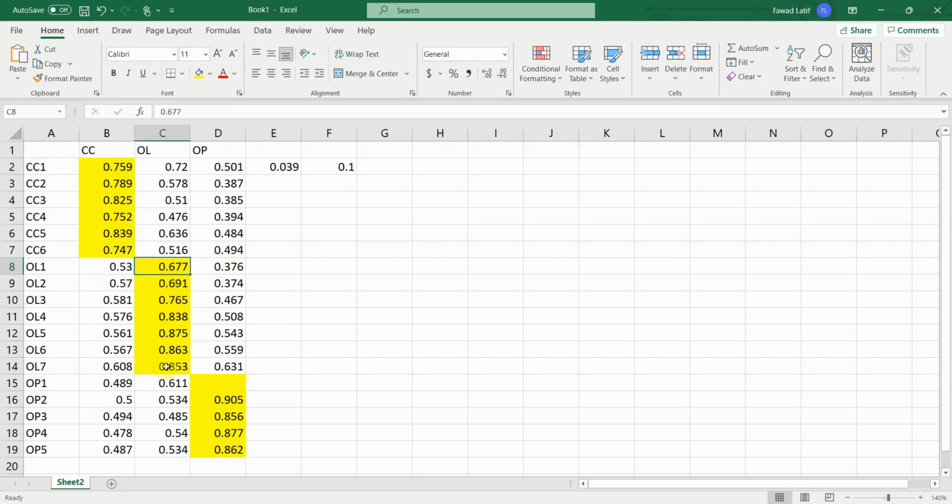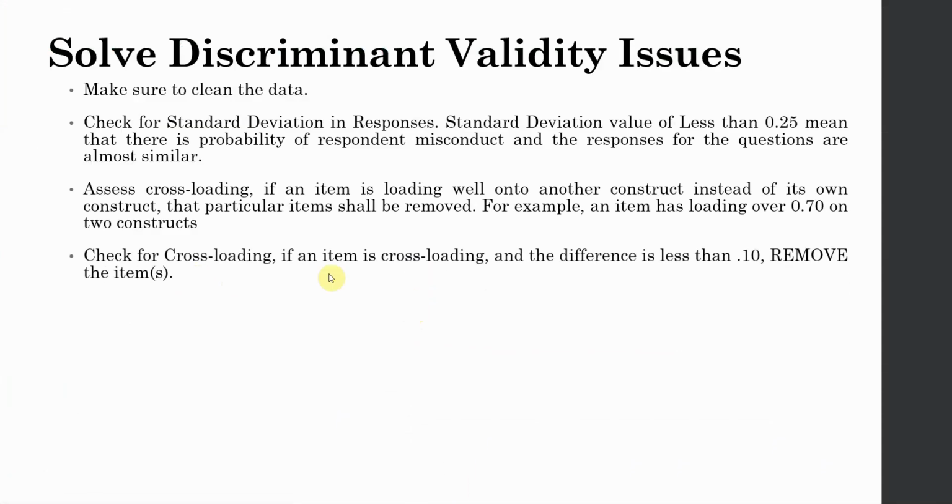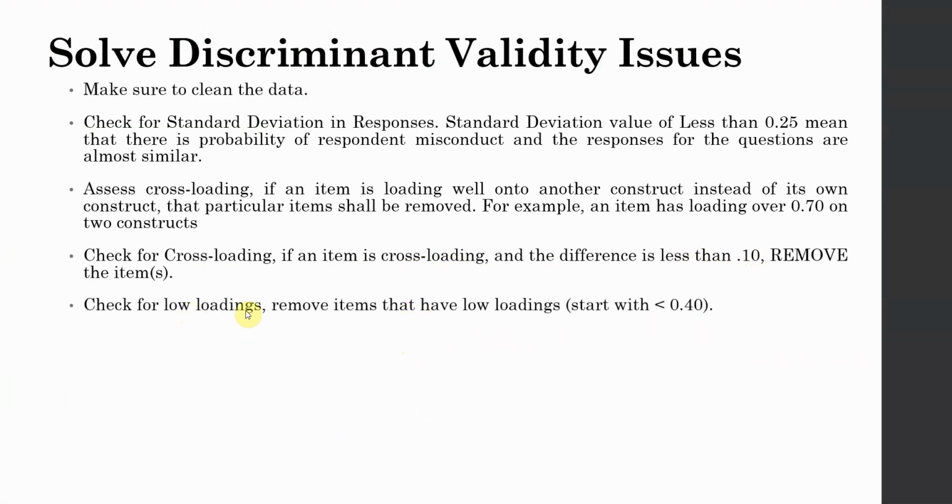Similarly, you can check for all the items. If you think that there is an issue of discriminant validity between any of the constructs, look for their cross loadings. Look for the item that is loading well onto other constructs instead of its own construct. This is how you can solve the discriminant validity issue. Moving on. Check for cross loading. If an item is cross loading and the difference is less than 0.10, remove the item or items. Now check for low loadings.